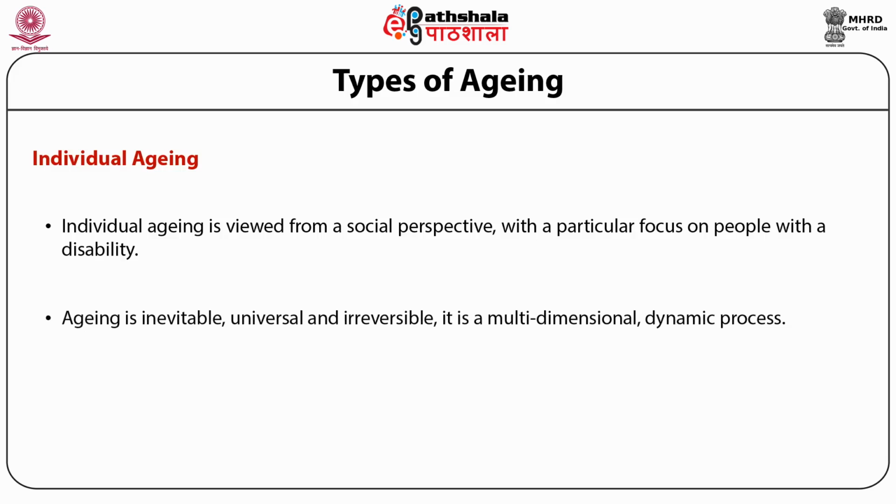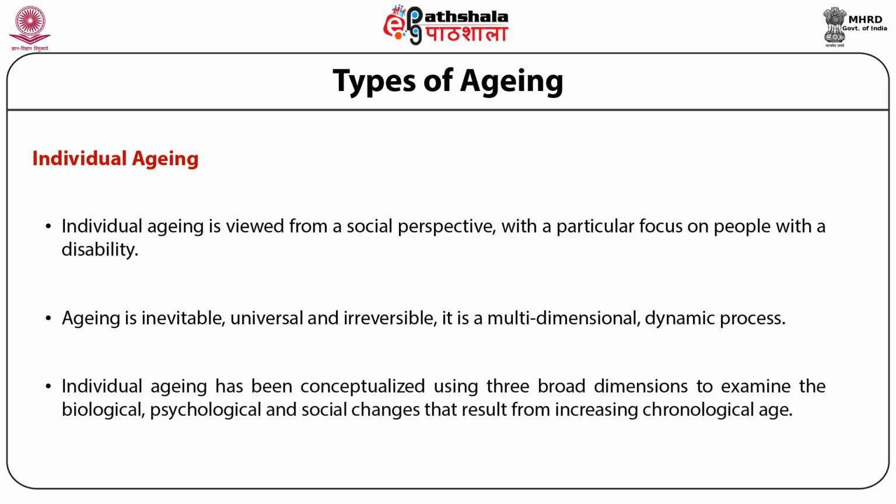Although aging is inevitable, universal, and irreversible, it is a multi-dimensional, dynamic process. It involves an interaction of biological, psychological, social, and cultural factors, which may result in different rates and types of aging for a particular individual or cohort.